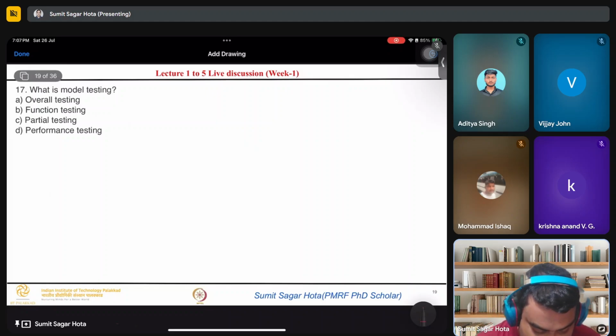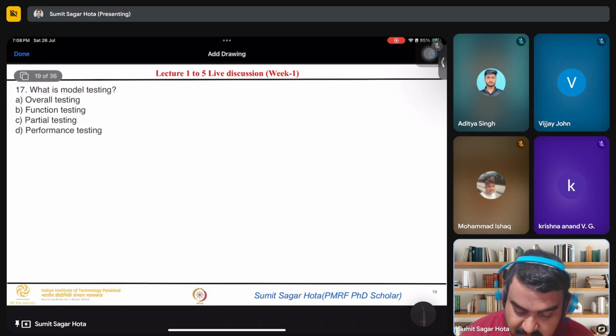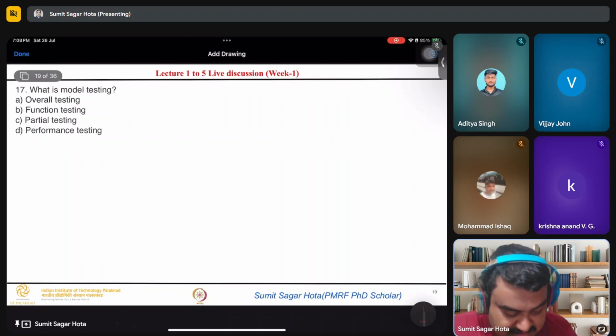So next is, what is model testing? Model testing means, always you remember, model testing means a kind of performance testing. So basically I'll tell in detail what this model testing means.